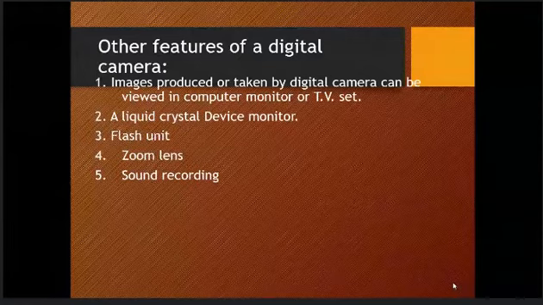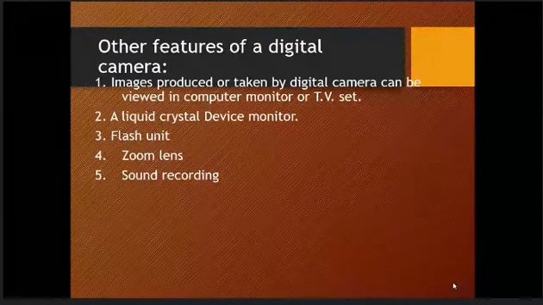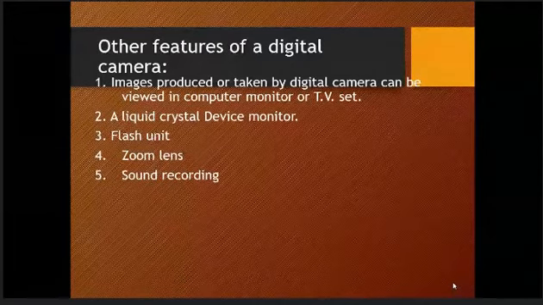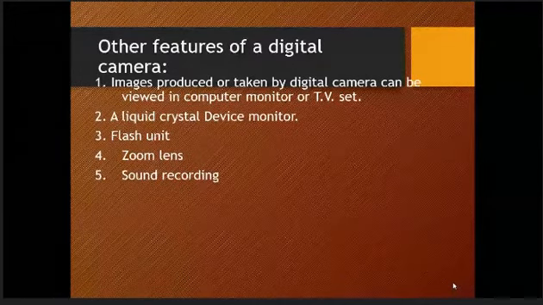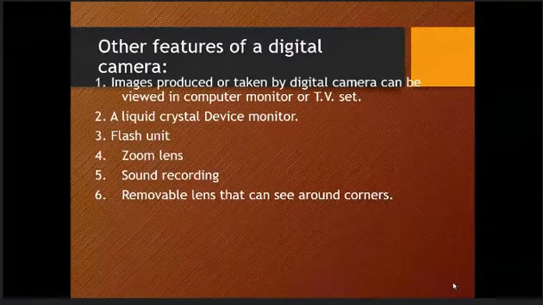Even in regards to zoom lens, you can focus the object to be photographed, di ba? Layo kayo imong ipaduol mo nang gamit ang zoom. And removable lens that can see around corners.